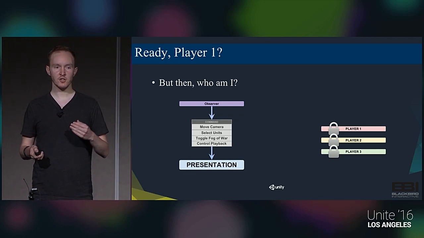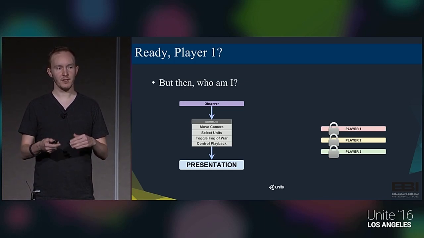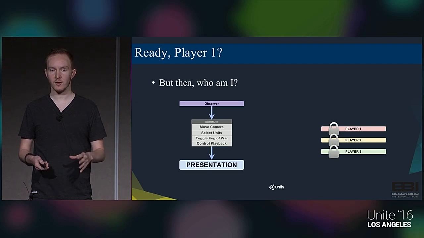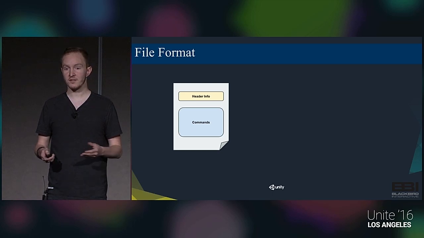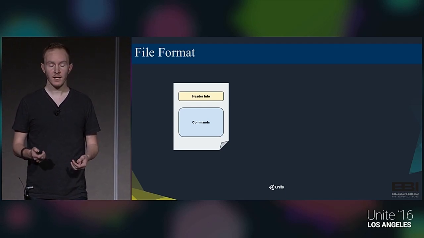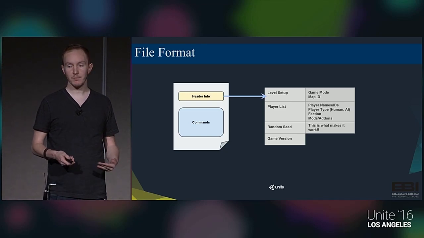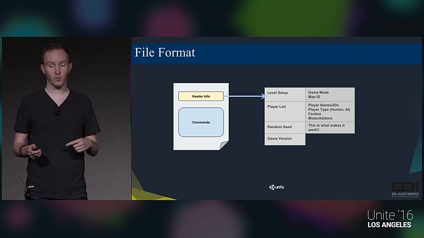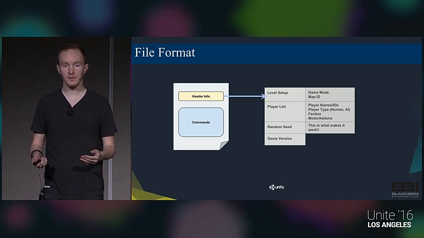It's pretty easy to just block somebody from being able to send commands to the simulation, but being able to manipulate the top-level data can be tricky, and that comes down to the architecture of the actual game structure itself. The file format of the replays is basically just header info and then a giant dump of all of the commands that actually happen in the game. That header info has some really important stuff. You have the level setup, say your game mode or the map ID. You have your player list, which is names, IDs, whether they're human or AI, and faction. If you have any DLC, say mods or skins that the units might be using.